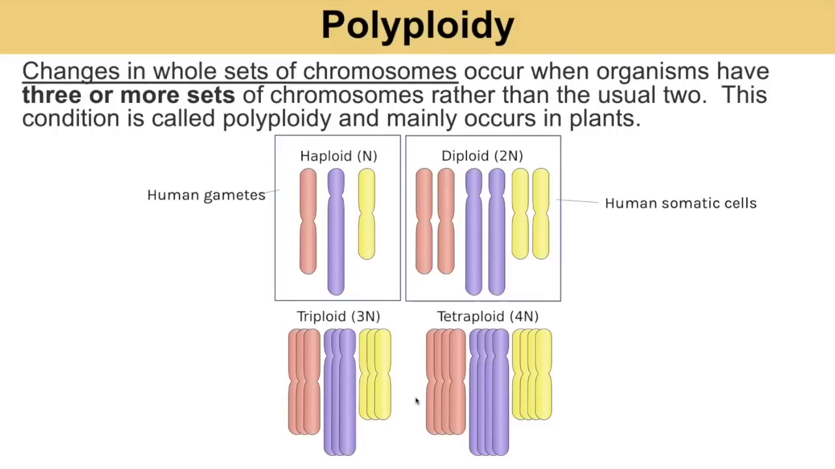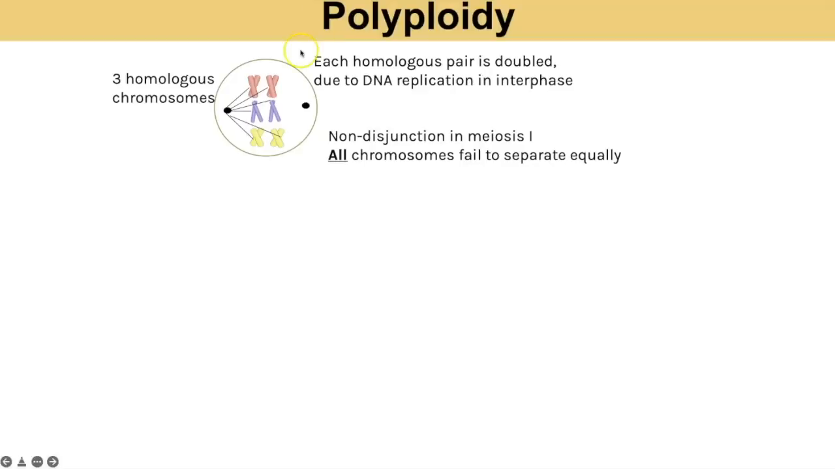So we'll go through polyploidy first, which we said is a change in the whole sets of chromosomes. So instead of being diploid, having 2 copies of every chromosome, which we have in humans, you could have 3 copies or 4 copies of every chromosome, which would be called triploid or tetraploid. Now in humans that would be fatal. You don't see triploid or tetraploid humans, but it's actually quite common in plants. So how would this occur?